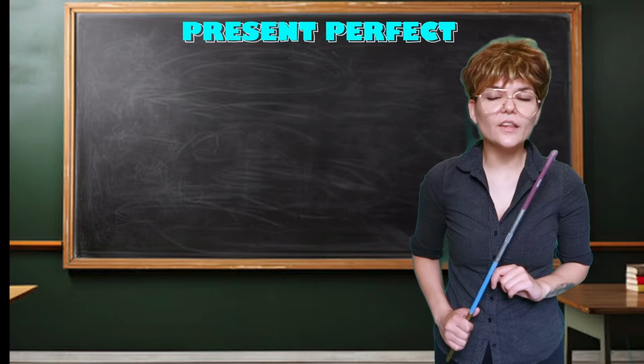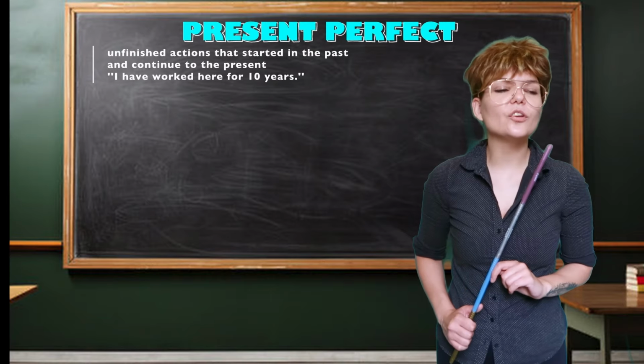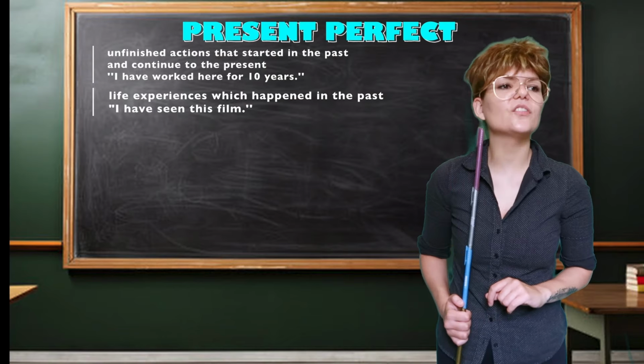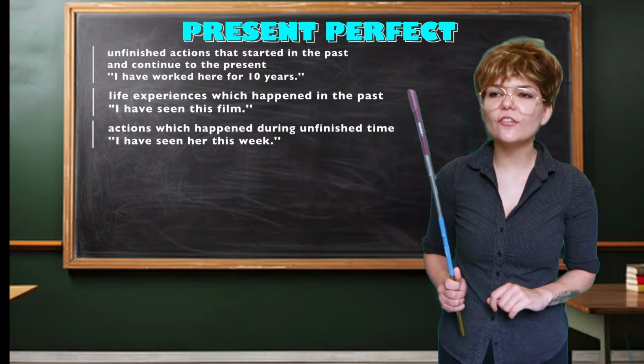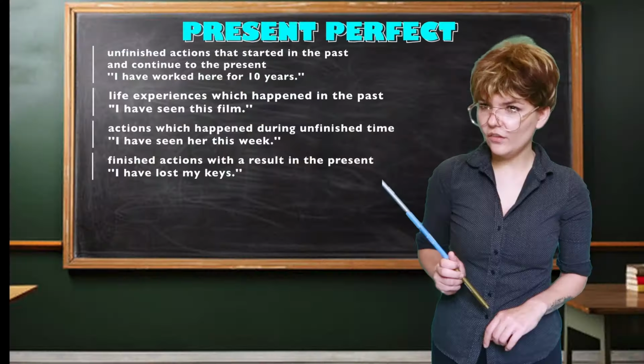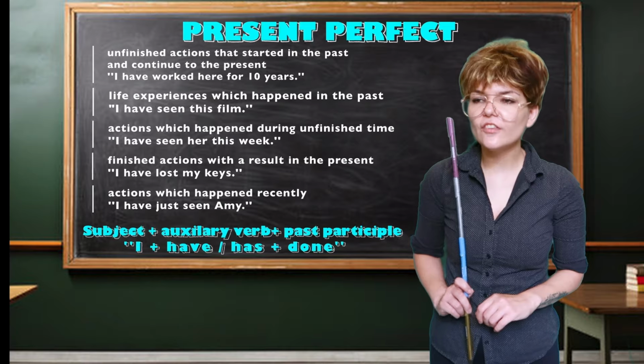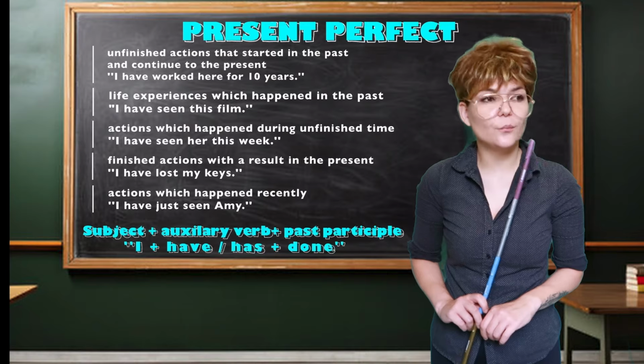Exactly. And if you ask your typical English teacher, they typically say, the present perfect tense is used for actions which happened in the past and continue to the present. It's used for life experiences which happened in the past and are finished. It's used for actions which happened during unfinished time. Finished actions with a result in the present. Actions which happened recently. The grammatical structure is the subject, auxiliary verb, the past participle.